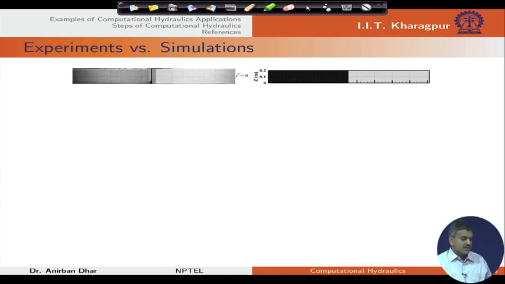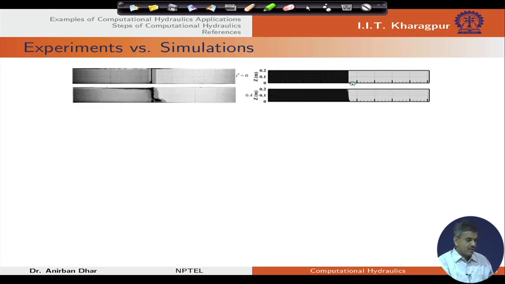So let us consider one example. We have high density fluid on the left hand side, and low density fluid on the right hand side. The left hand side represents the experimental configuration, and the right hand side is the numerical configuration.